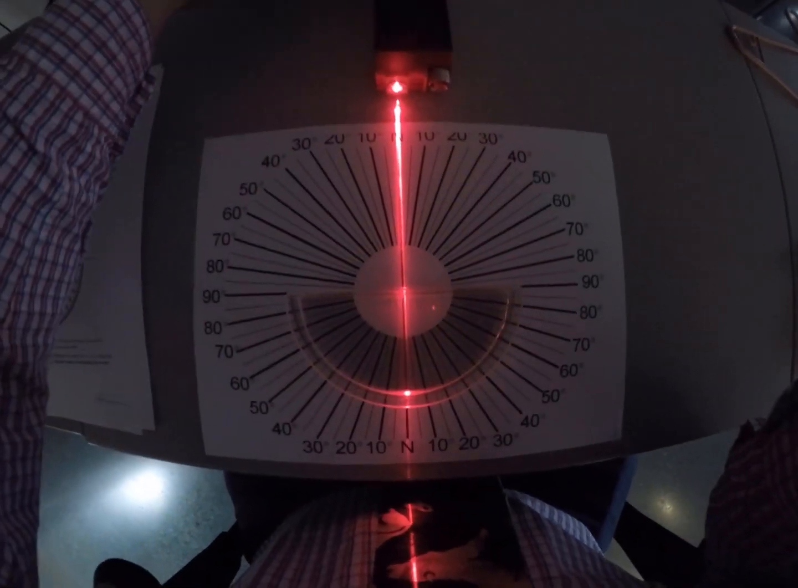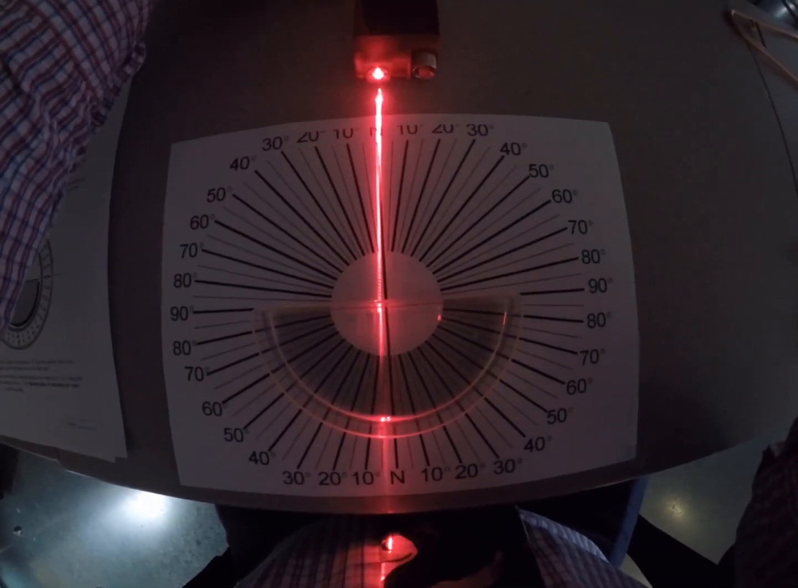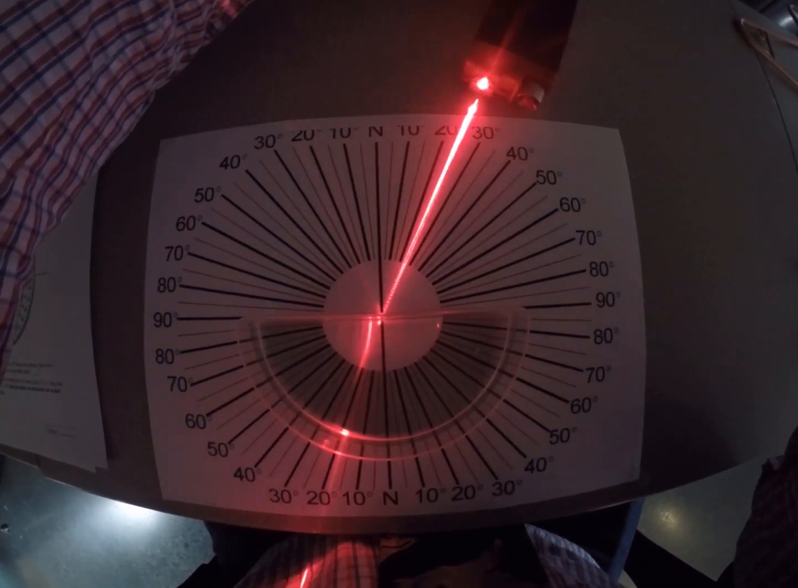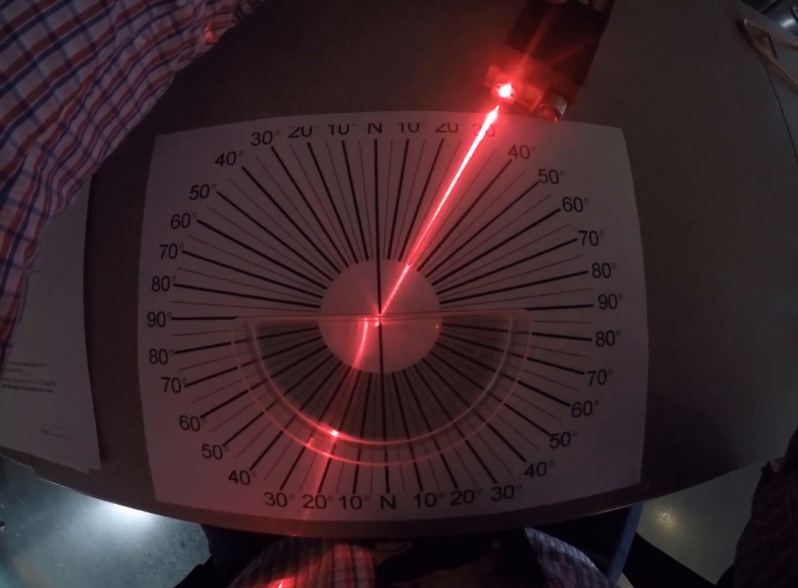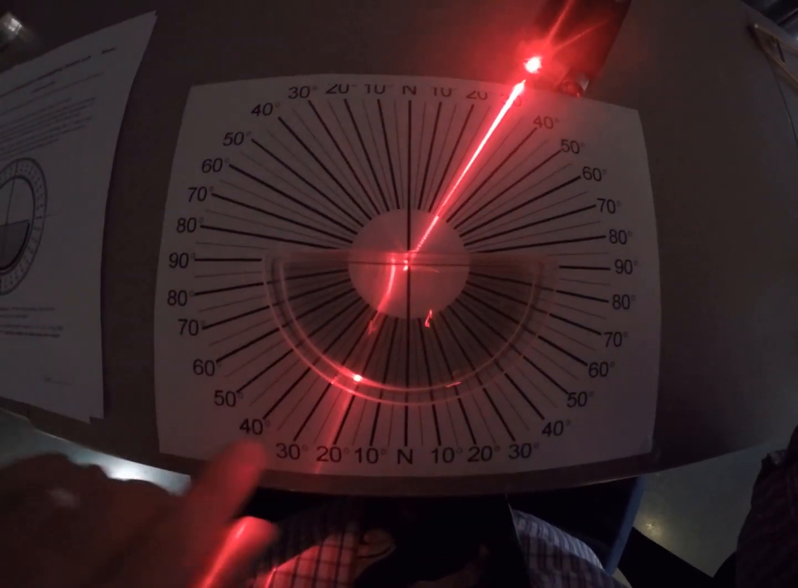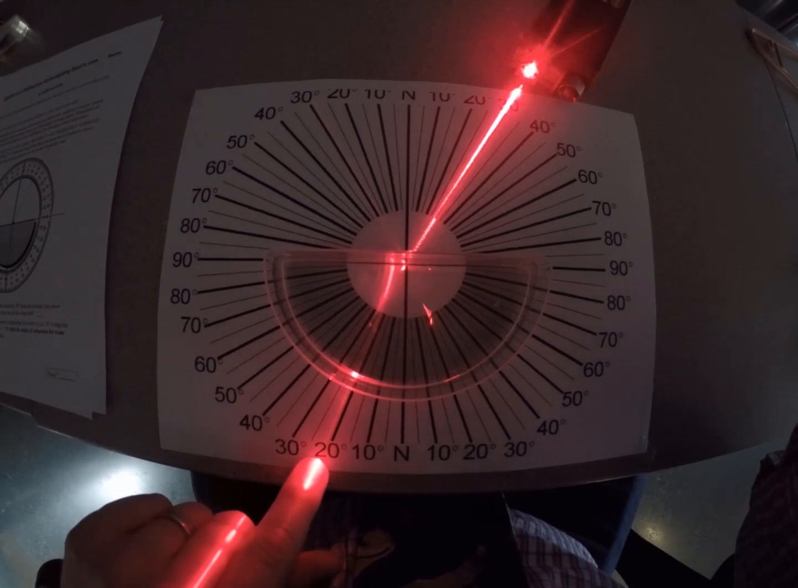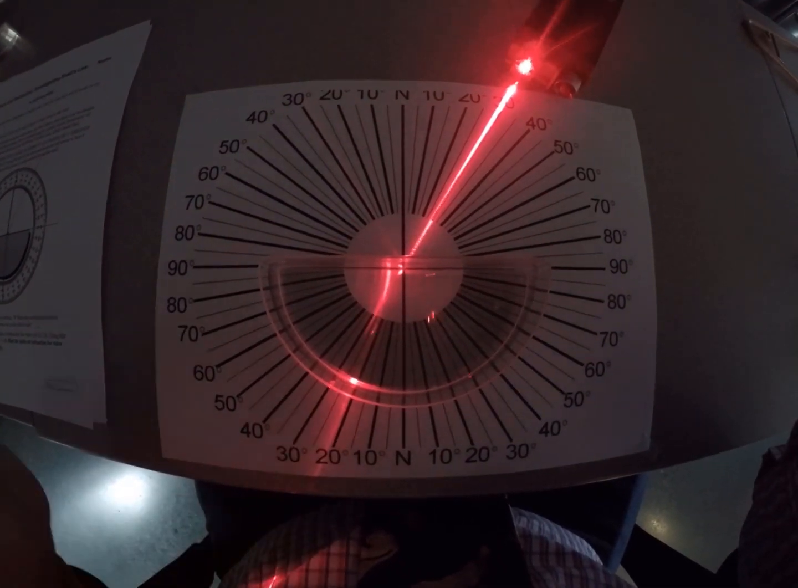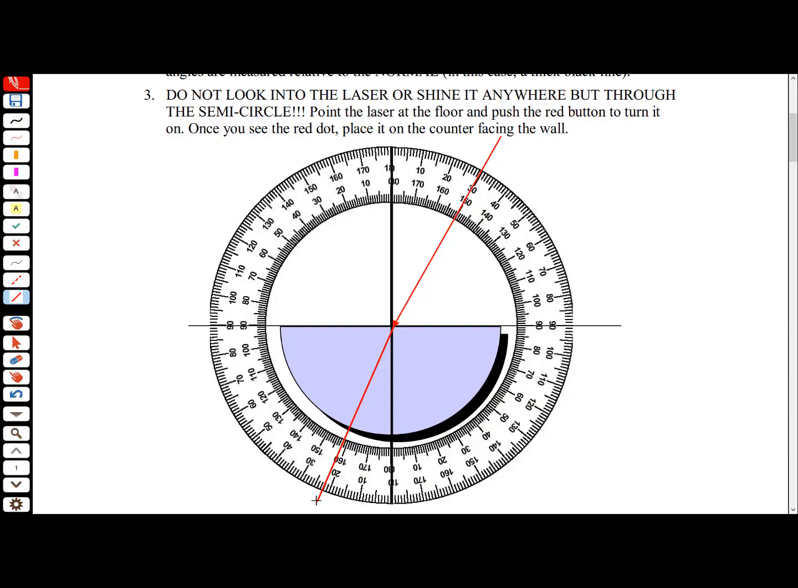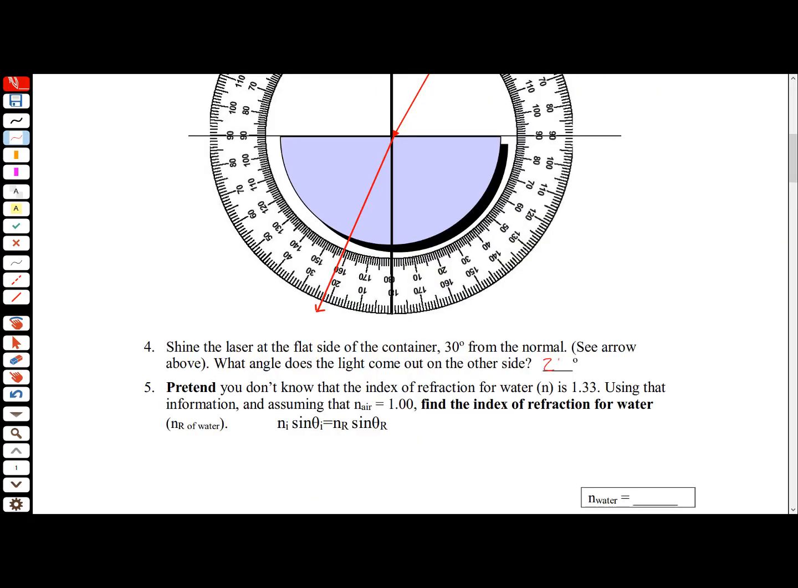When we actually do this, when we shine at least a red ray of light, different colors will bend at slightly different amounts. If we shine that in at 30 degrees, what you're going to see is that the light will bend and come out at approximately 22 degrees over here. So that'll be 22 degrees.